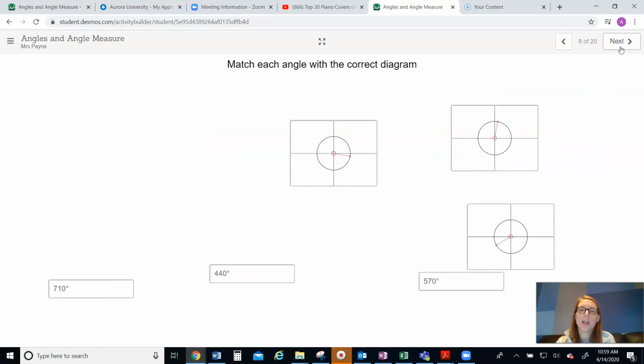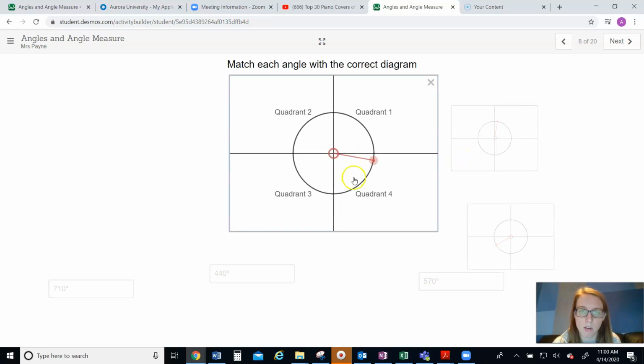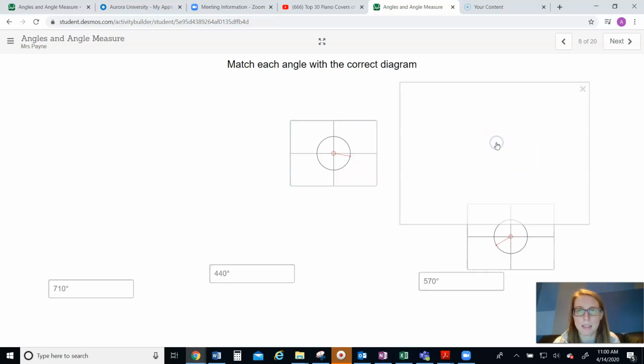All right, the last thing you're going to do is this slide. I know there's 20 of them here. We are going to finish this on Thursday, though. So this is the last thing we got to in class today. You're going to match each angle with the correct diagram. So it's just another matching. One thing that will help if you're struggling to see it is you can always click on it and it makes it a little bigger.